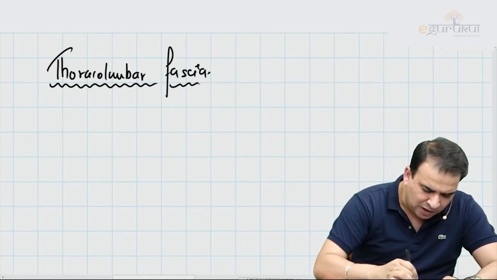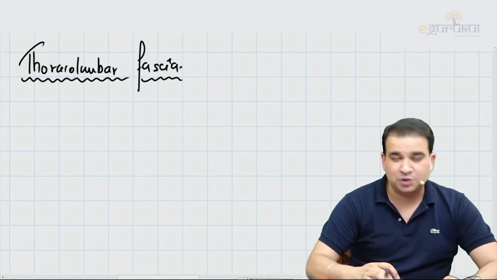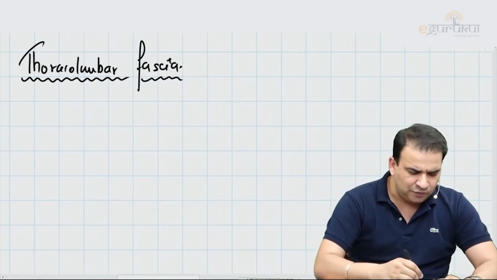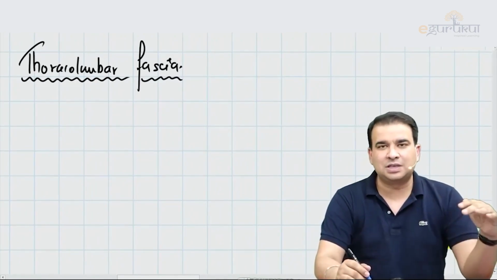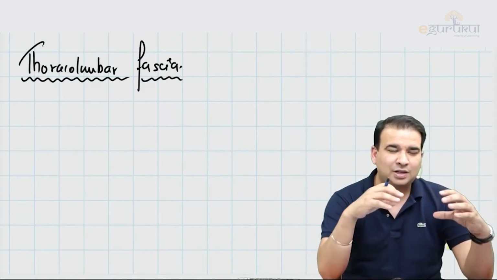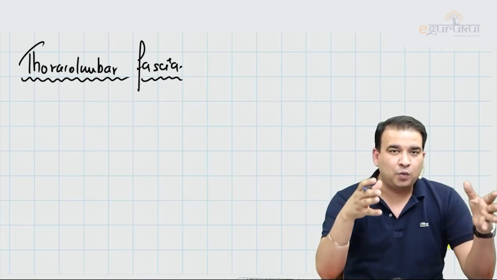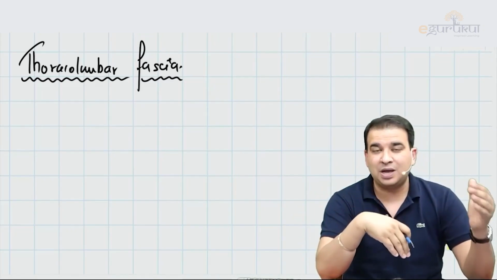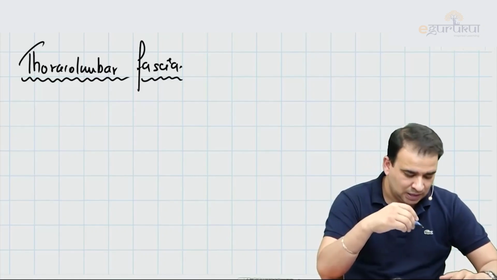It could be an image-based question. There could be an image-based question on thoracolumbar fascia. And even if not, if a transverse section is given for the relations of the kidney or anything, then you need to know where the thoracolumbar fascia is and how you will differentiate between the thoracolumbar fascia and the psoas major fascia as well.